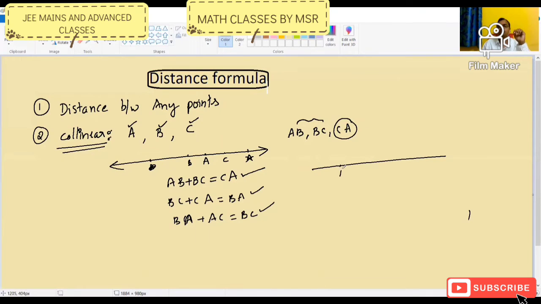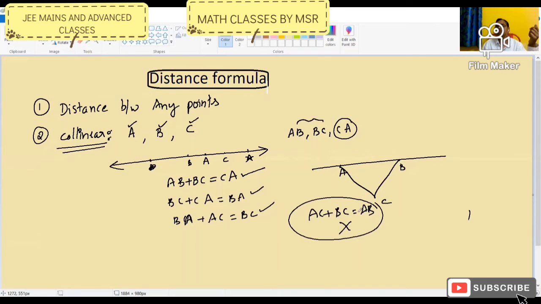Because if you take A point here, B point here, C point somewhere here, if we join like this, is it possible that AC plus BC will be equal to AB? No, because the sum of the two sides is greater than the third side. We are getting a triangle here because this property will not be satisfied. So the sum of any two sides is greater than the third side.